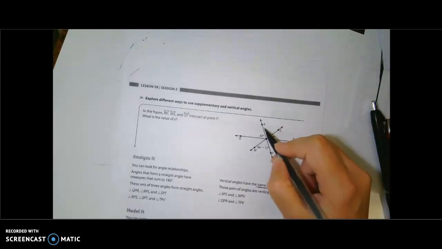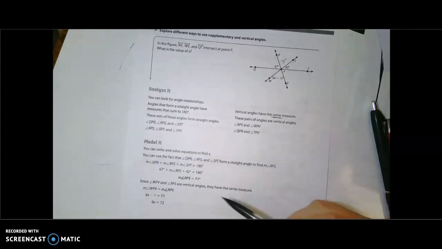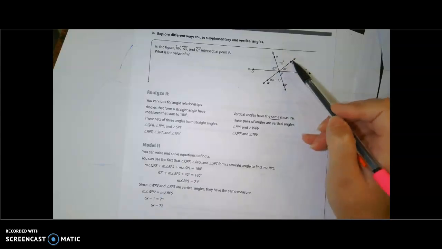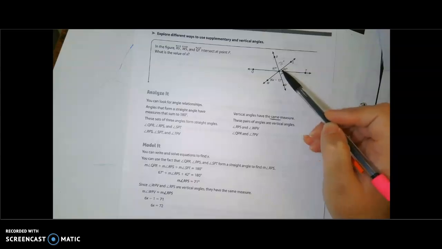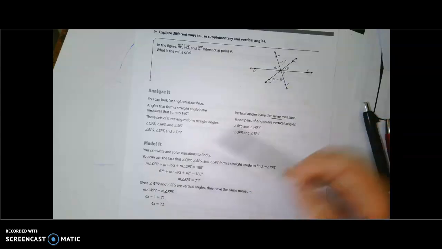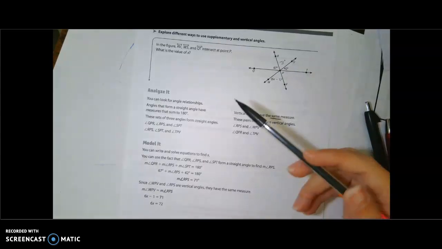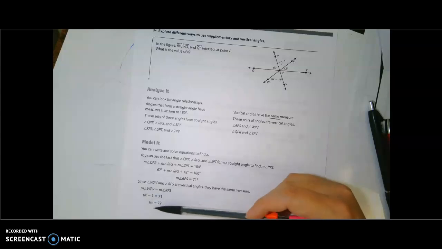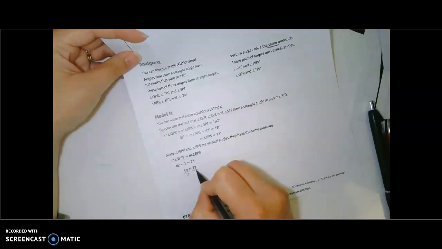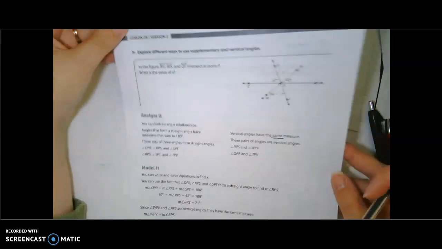Knowing that RPS is 71 degrees, then we can say that WPV and RPS are vertical angles, therefore they are equal to each other. So then they set it up: 6x minus 1, because that's my WPV, is equal to 71, because that's what we found RPS to be. Knowing that they are equal, set them equal, added 1 to both sides, and then we divide by 6. When we divide by 6, we get that x equals 12. And that's what we're supposed to be finding: x is 12.